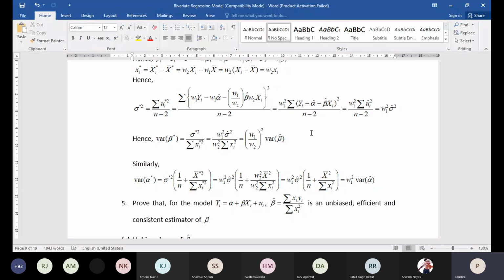In the same way, basically we need to replace sigma star square with the corresponding expression, that is W1 square sigma hat square, and similarly x bar star square and summation of small xi star square. So once you do this, you will be getting W1 square variance of alpha hat.